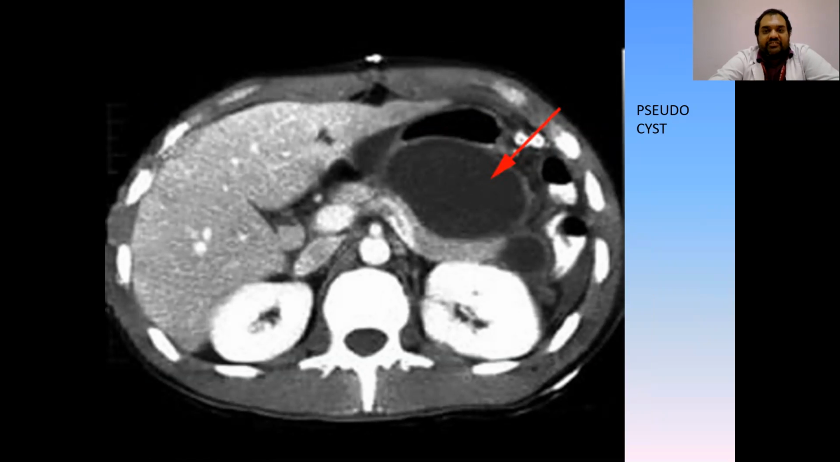And this is the axial section of the CT showing the large hypodense lesion in the tail and body of the pancreas, suggestive of the pseudocyst.